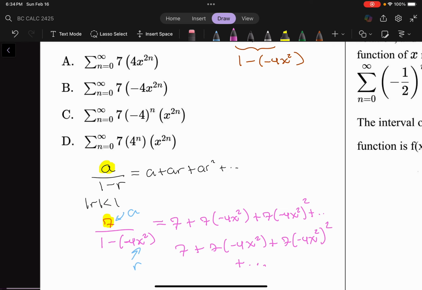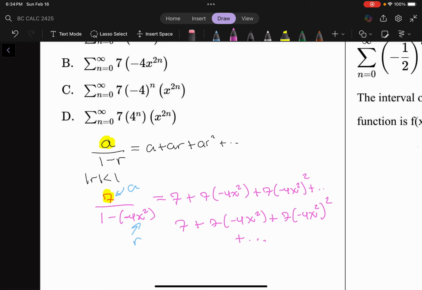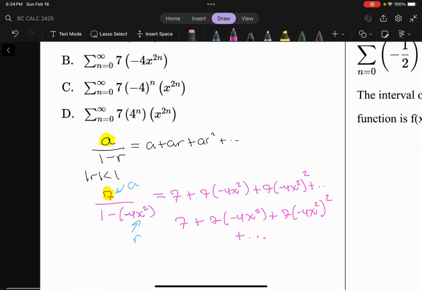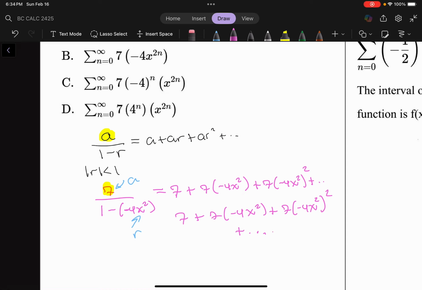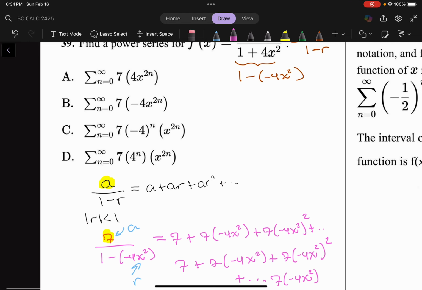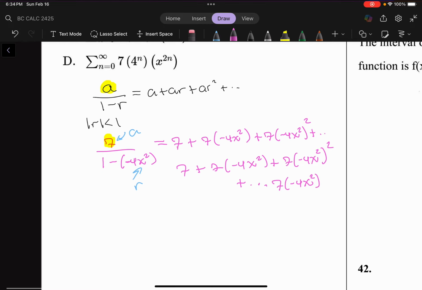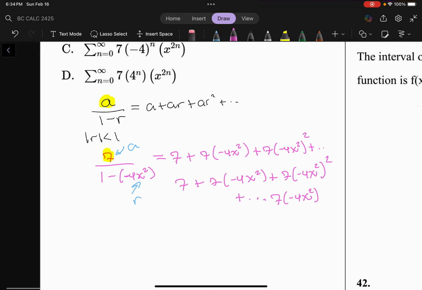So what would our general term look like? Well, it would be 7 for sure, and then it's negative 4x squared to the n. And again, it looks like all of these start at 0. So what we want to do is make sure that when 0 is plugged into our expression here, we get out a 7. Because otherwise we might need to make it n plus 1 or n minus 1. But I think if we plug in 0 for n, we do get out a 7, and then everything else seems to fall into place.